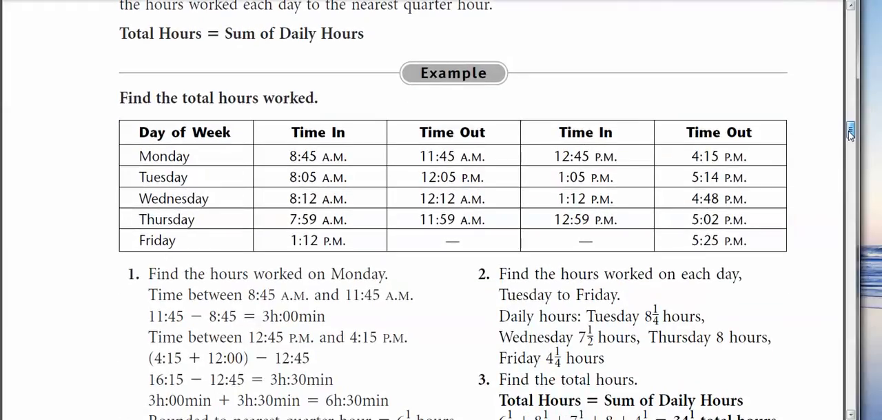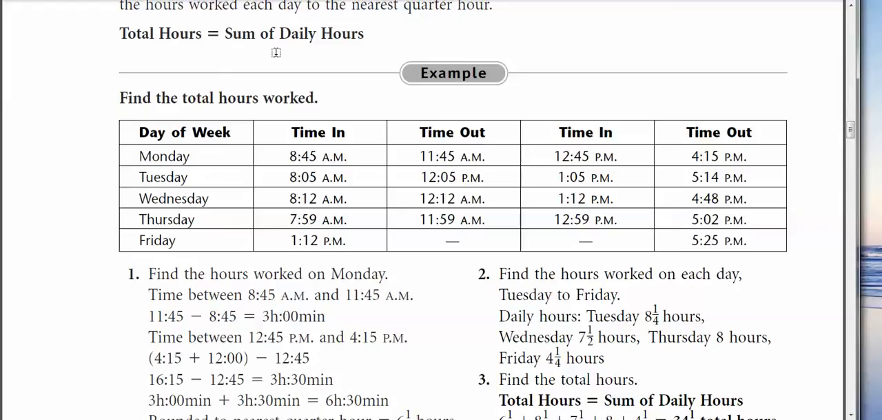Okay. So it says total hours equals the sum of daily hours. This brings in a couple math terms for you. Sum means add. So in this section we're going to do a lot of adding and subtracting, whereas in the section before we did more multiplication.